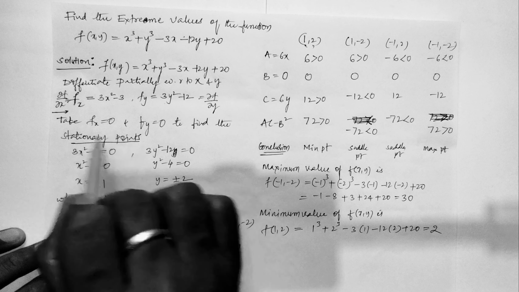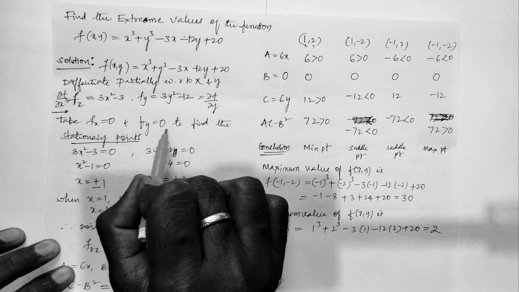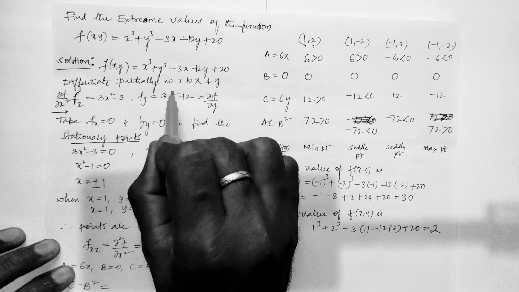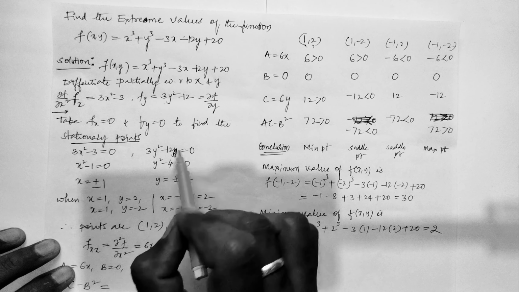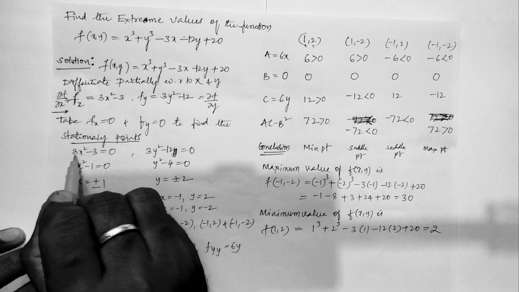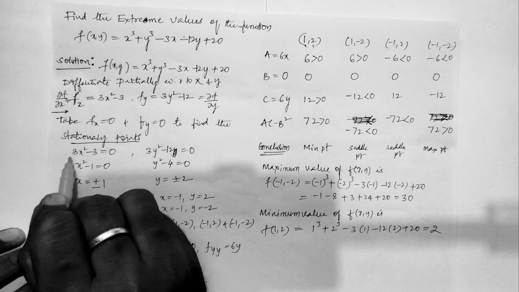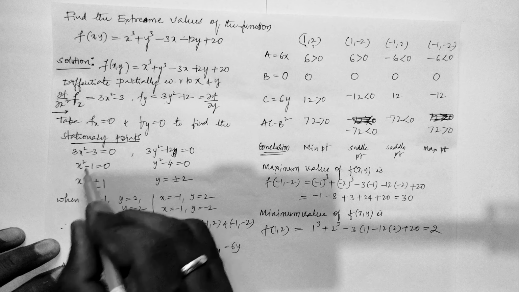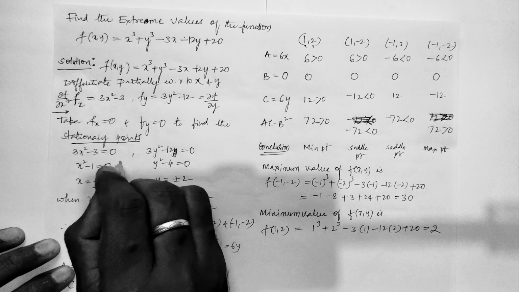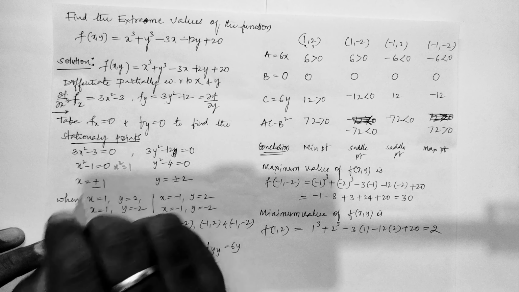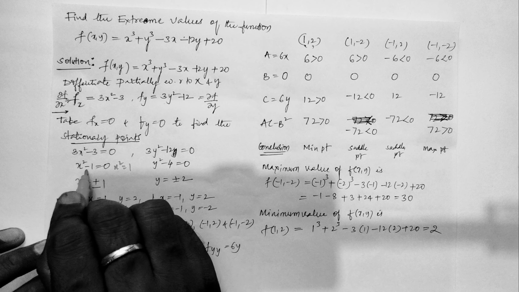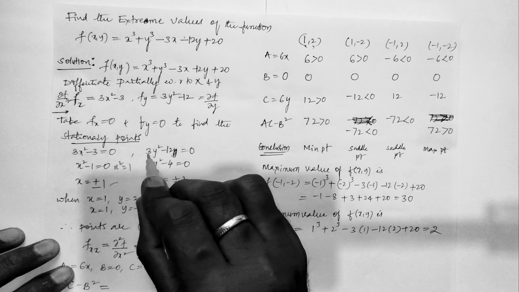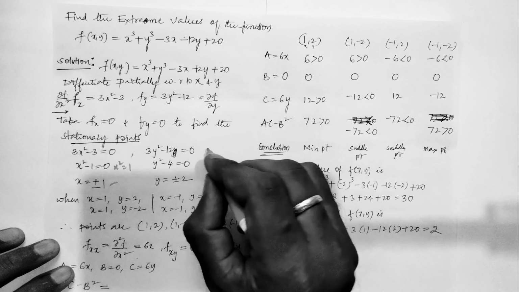To find the stationary points, as we know already, take fx equal to 0 and fy equal to 0. 3x square minus 3 equal to 0. 3y square minus 12 is equal to 0. You can take 3 common, you will get x square minus 1 equal to 0. Again, 3 is never 0, so we take only x square minus 1 equal to 0. Next, x square is equal to 1. You can transfer minus 1 to the right side. Then x becomes plus or minus 1. Similarly, here you can take 3 common.